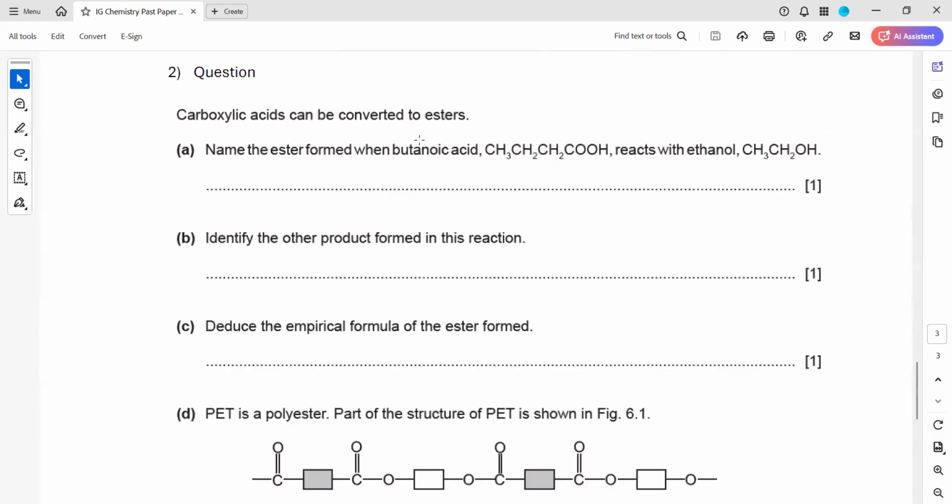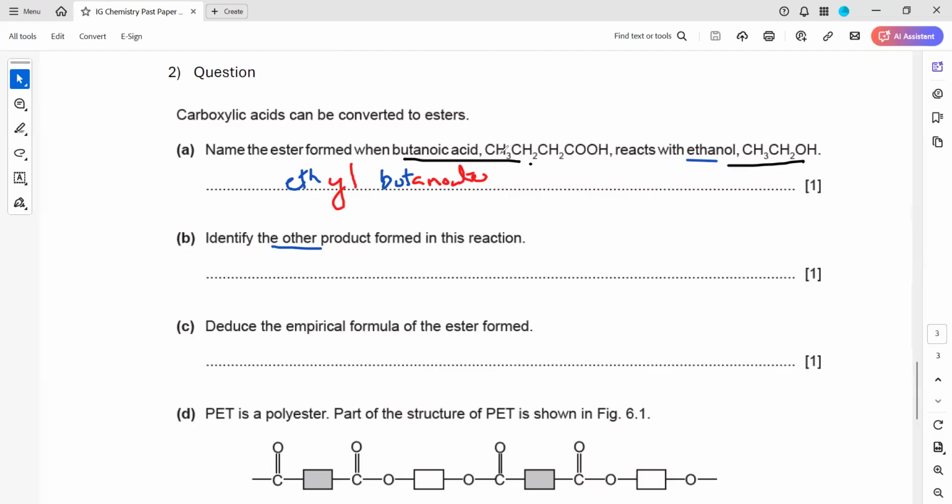The next question: carboxylic acid can be converted into ester. Name the ester formed when butanoic acid reacts with ethanol. Remember, the name of an ester is -yl -oate. The first part is always from the alcohol. Which alcohol? Ethanol. So it will be ethyl. And the second name is always from the carboxylic acid, so it will be butanoate. So it will be ethyl butanoate. The structure of an ester is always -yl -oate. The first part of the structure is always from the alcohol, and the second part is always from the carboxylic acid.